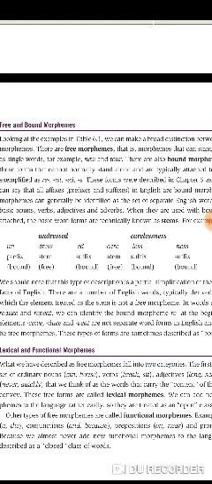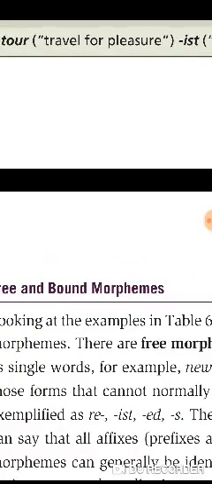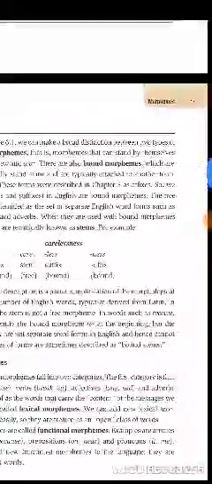For the word undressed, the stem is dress. The dress is free. You can see it without un, sometimes without ed. Now, what about these 2 little things that are added to the beginning and the end? The prefix un and the suffix ed. These 2 things are said to be bound morphemes.